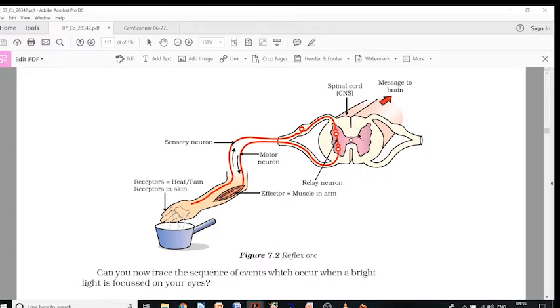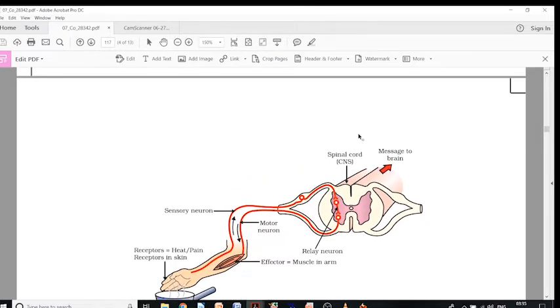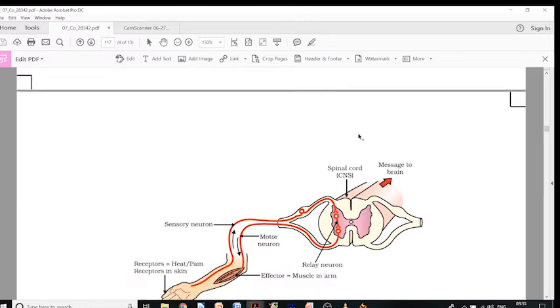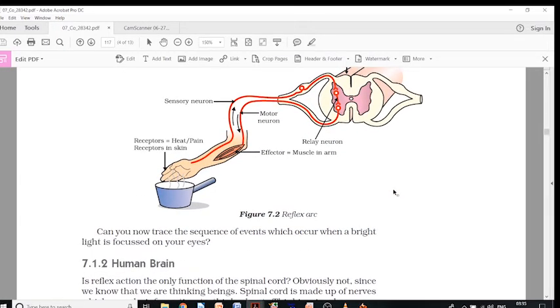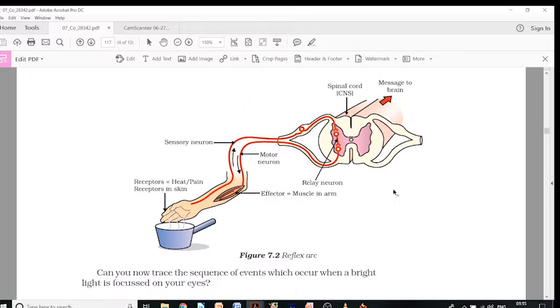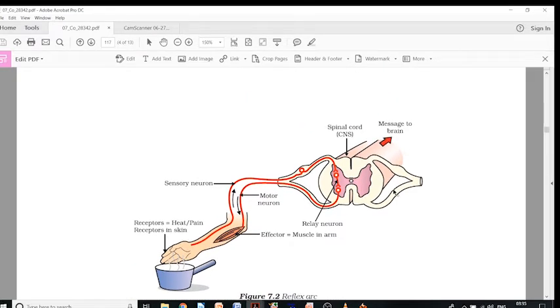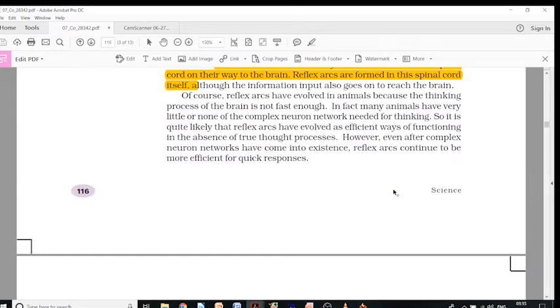So the brain is just aware of the fact that something has happened. The hand got touched by a hot thing. In reality, the brain has no function in reflex actions, but it is aware that a reflex action has just been carried out by the body.